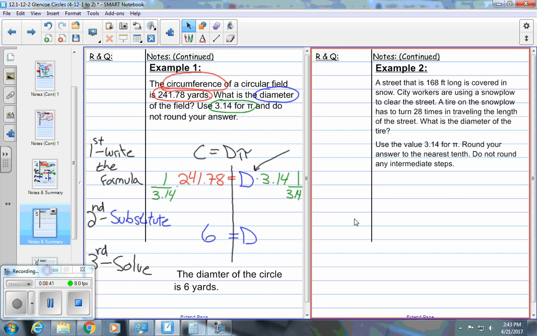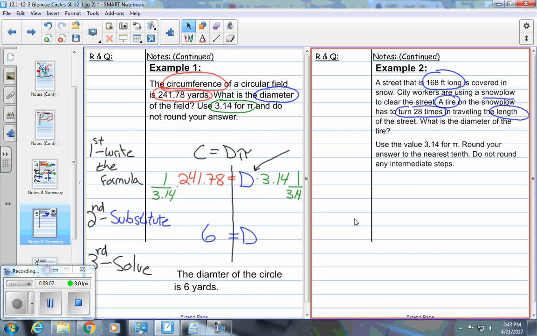Awesome, welcome back. Okay, so let's circle what they gave us. They told us there's a street that's 168 feet long. I don't care, it's covered in snow. Good enough. Okay. We're going to use a snowplow. And this tire, well, a tire is what shape? Yep, you're right. It's a circle. Has to turn 28 times to travel the whole length of the street.